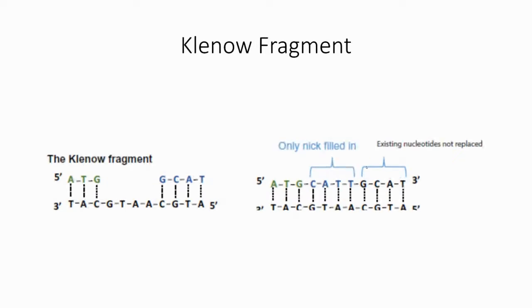And the Klenow fragment is a part of the DNA polymerase I, which only has the synthesis function. So they don't have the 5' to 3' exonuclease activity. Therefore, with Klenow-based replication, you can only fill in the missing nucleotide. You cannot replace the old nucleotide.